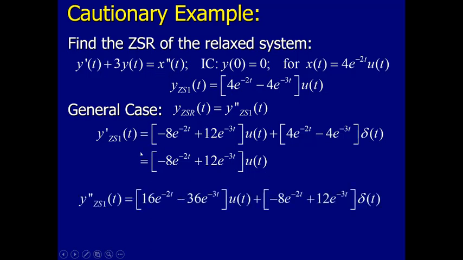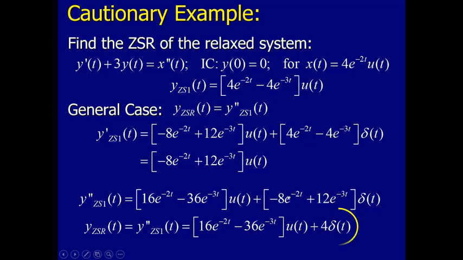So we'll take the time derivative of this expression and get the derivative of the first, 16 e to the minus 2t minus 36 e to the minus 3t times u of t, plus this whole term times a delta of t, the derivative of the unit step. Once again, we'll evaluate this time function that's multiplying a delta of t at the time that the impulse fires, which is at t equals 0. We'll get a minus 8 e to the 0 plus 12 e to the 0, which is a positive 4. So this time we do have a delta function.